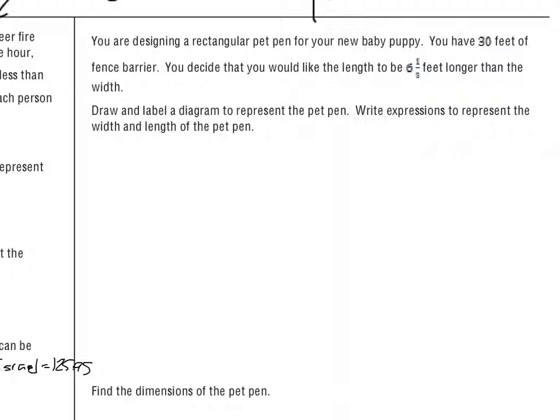Alright, so one thing to think about is what this 30 feet of barrier is all about. That means that when we make our pen, our total perimeter, our total amount of fencing here, is going to be 30 feet. And so that actually gives us a pretty good idea that our total, when we write this equation, is going to be equal to 30 feet. Alright, so now we're looking at this. We would like the length to be 6.5 feet longer than the width. So let's just call this the width.